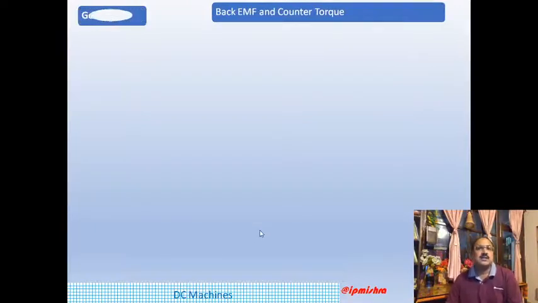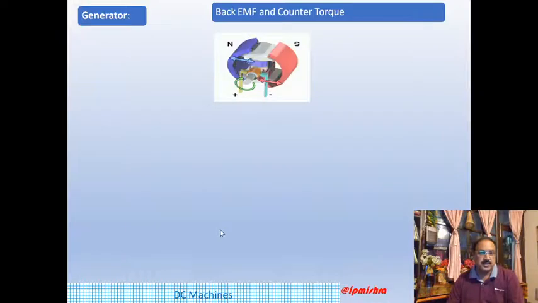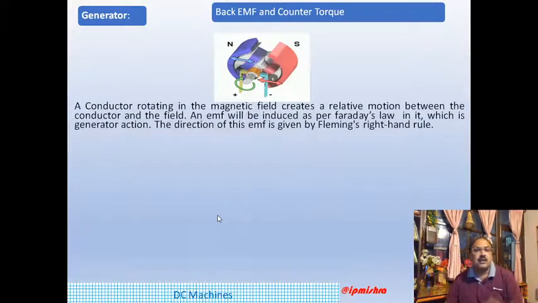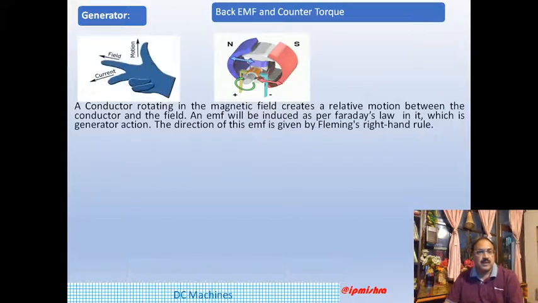Now another thing is counter torque, which will be developed in generator. A conductor rotating in a magnetic field creates a relative motion between the conductor and the field, and EMF will be induced as per Faraday's law, which is generator action. The direction of this EMF is given by Fleming's right hand rule. See, when there is a motor and there is a generator, you have to remember which law is applicable on that. Right hand rule is for generator and left hand rule is for motor.